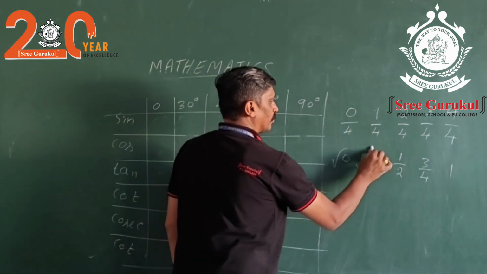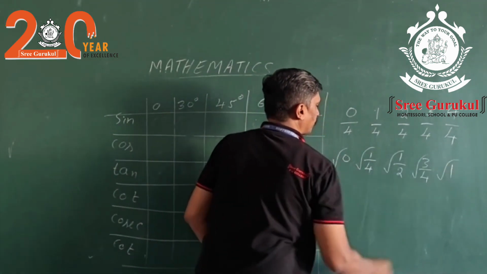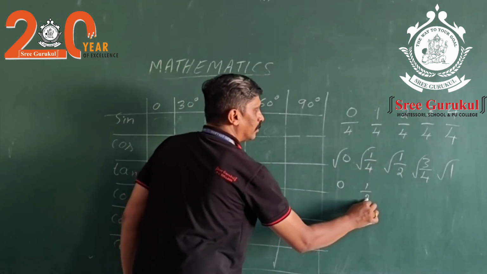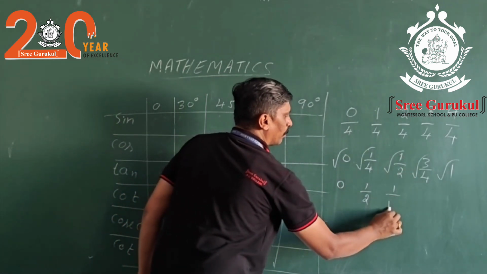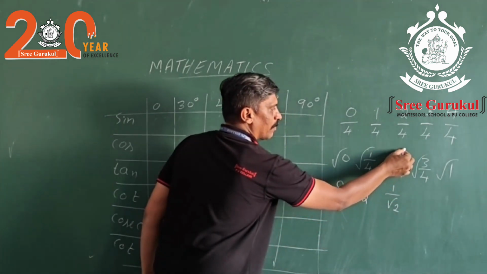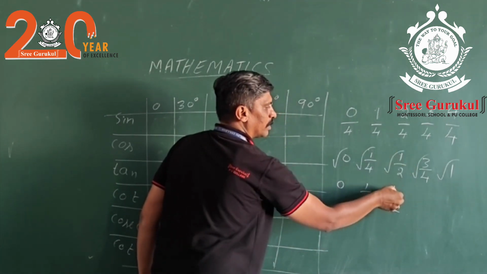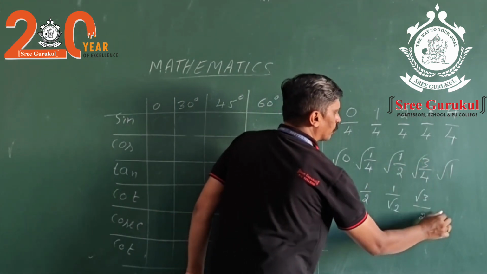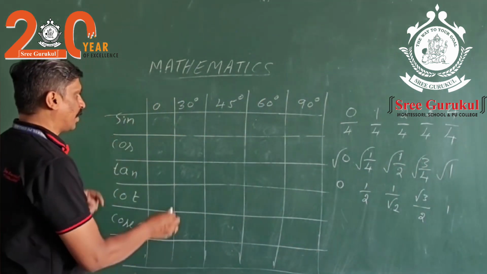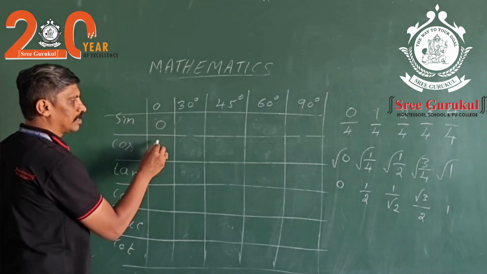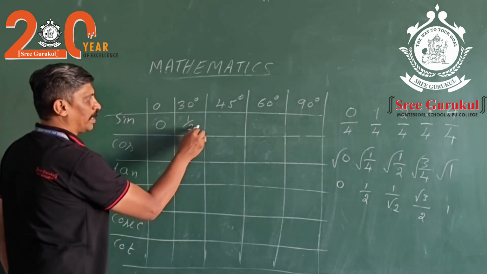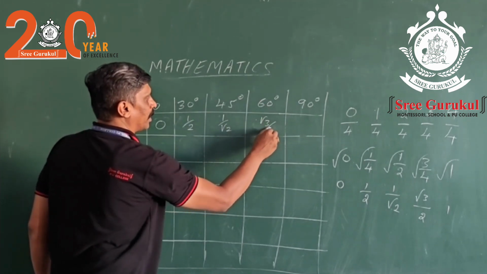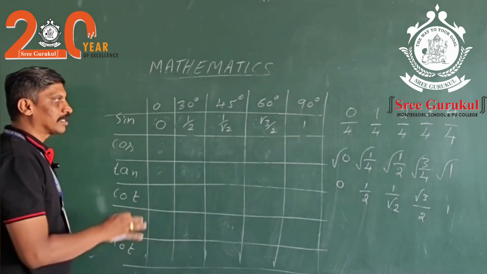Take the square root of all of these. Root 0 is 0. Root 1 by 4 is 1 by 2. Root 1 by 2 is 1 by root 2. The root applies to both numerator and denominator. Root 1 is 1, root 4 is 2. Here, root 3 by root 4 is root 3 by 2, and root 1 is 1. These are the sin values. Write them in order: sin 0 is 0, sin 30 degrees is 1 by 2, sin 45 degrees is 1 by root 2, sin 60 degrees is root 3 by 2, sin 90 is 1.